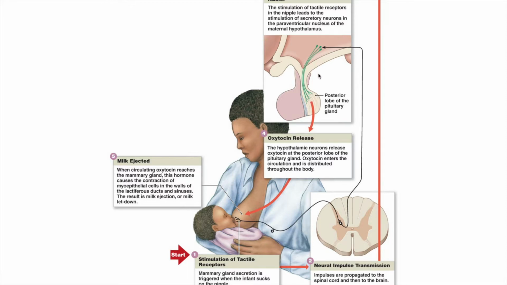The hypothalamic neurons are going to release oxytocin at the posterior pituitary. And then that oxytocin, when it reaches the mammary glands, causes contraction in the walls of the lactiferous ducts and sinuses and milk ejection.